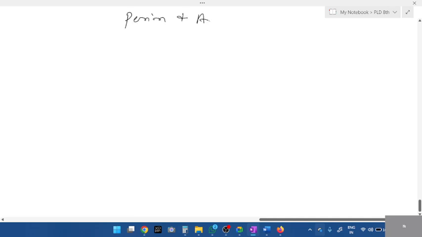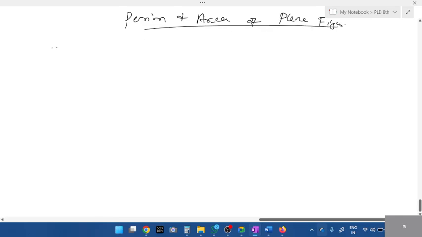Perimeter and area of, what's the chapter's name? Perimeter and area of plane figures. What are the plane figures we studied? Different plane figures. Rectangle. Next, square. After that, what else, students? Parallelogram.